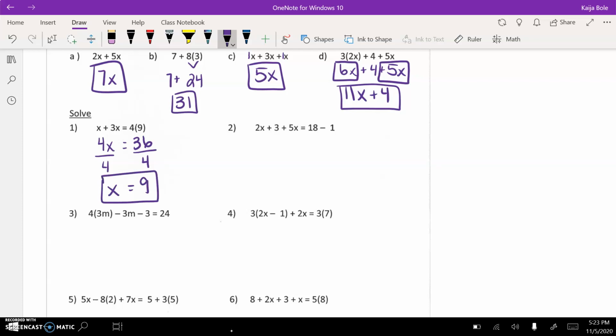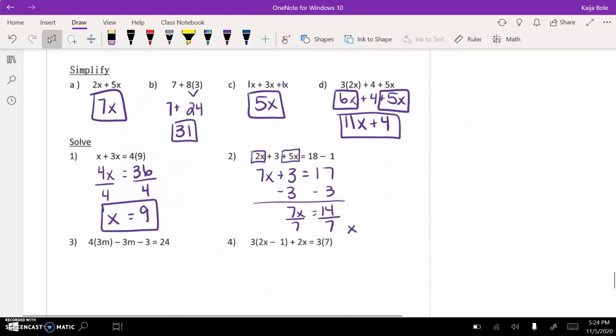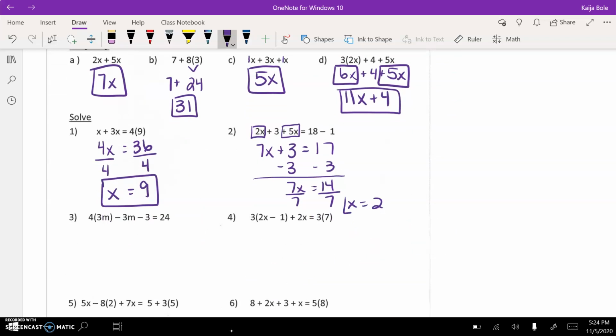Okay. Number 2 here. So got a little more going on. So on the left, I see we've got a 2x and a plus 5x. So I can combine those. So that would give me 7x's, and I still have that plus 3 equals, and 18 minus 1 would give me 17. So now I've got a two-step equation. I have to subtract 3 on both sides first. So I have 7x equals 14. I divide by 7. So I get x equals 2.